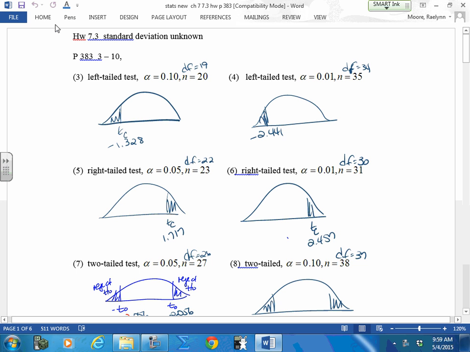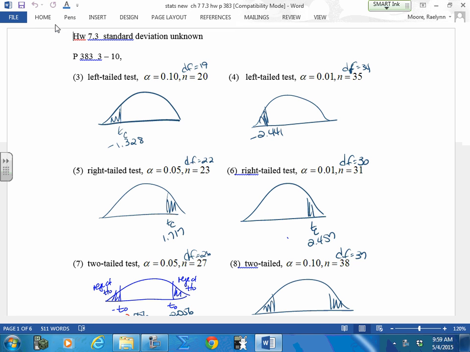Inverse t, just be careful with the inverse t when you put this in. Table 5 does a one-tailed versus two-tailed. If you use the inverse t, you have to split the two-tailed in half. If you use the table, you do not. The table always gives you the positive value.